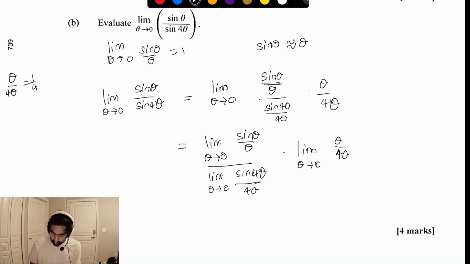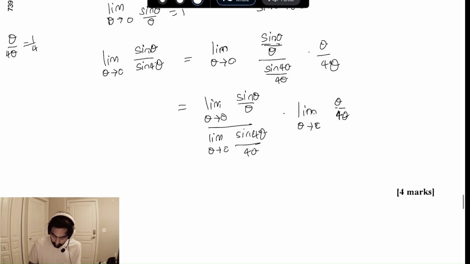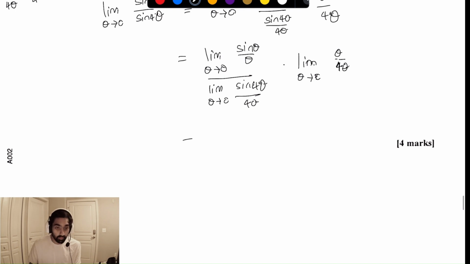Okay, and we know that this first one is 1. That's one of the basic limits that we need to know. Similarly, the denominator is 1 because as theta approaches 0, 4 theta is also going to approach 0. And then theta over 4 theta is actually always just 1/4. So this is just times 1/4. And thus my answer is 1/4.